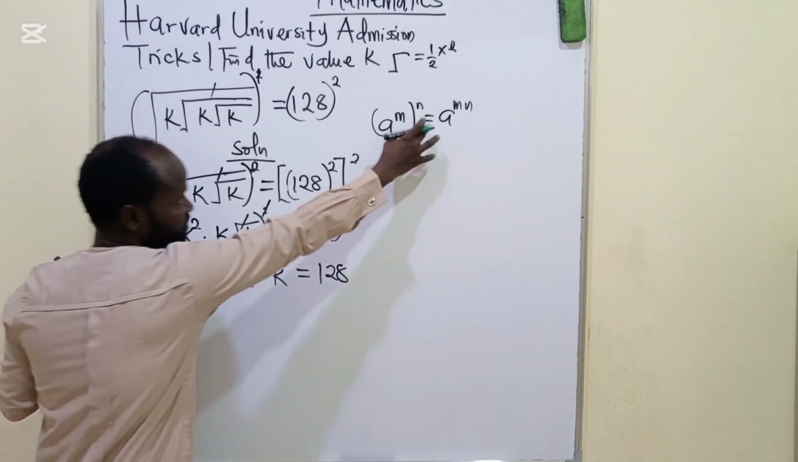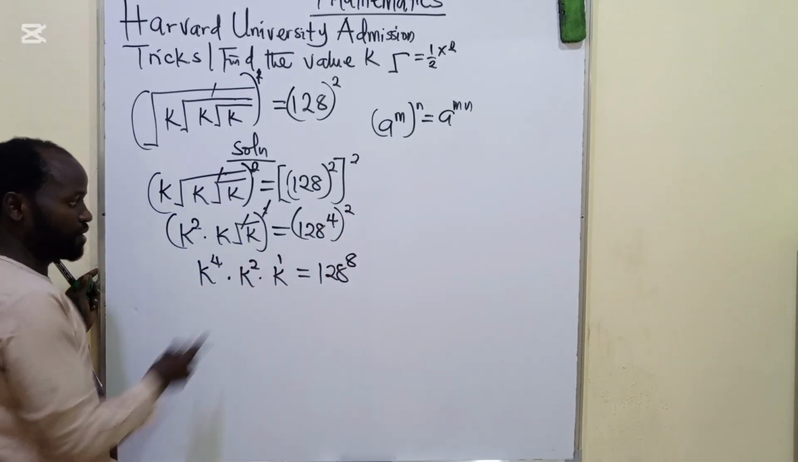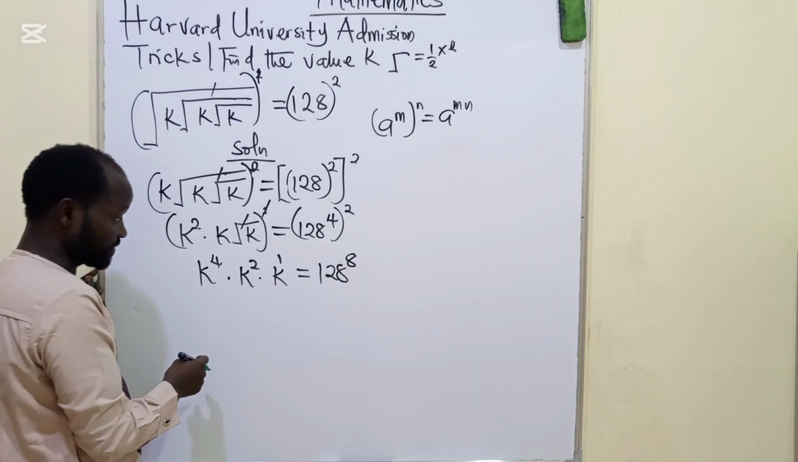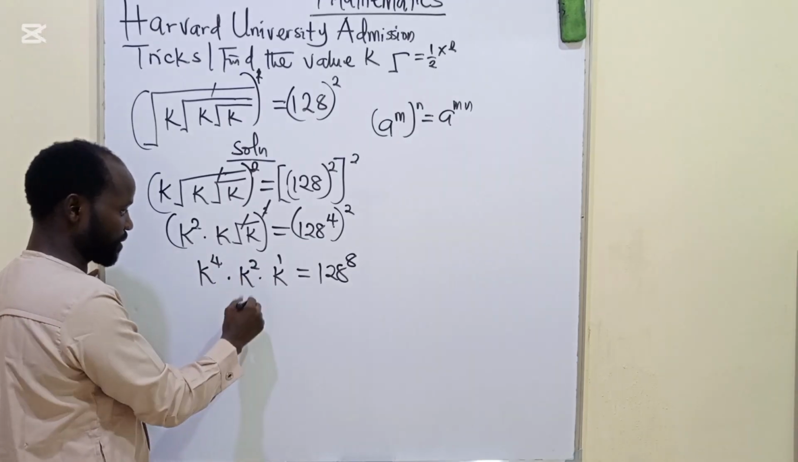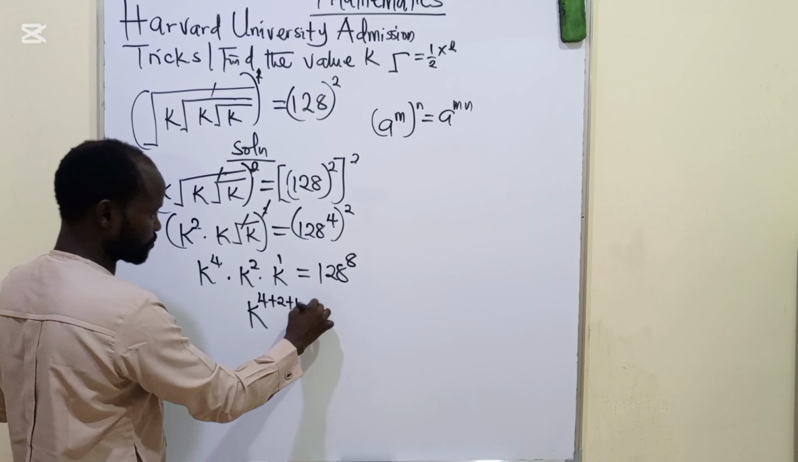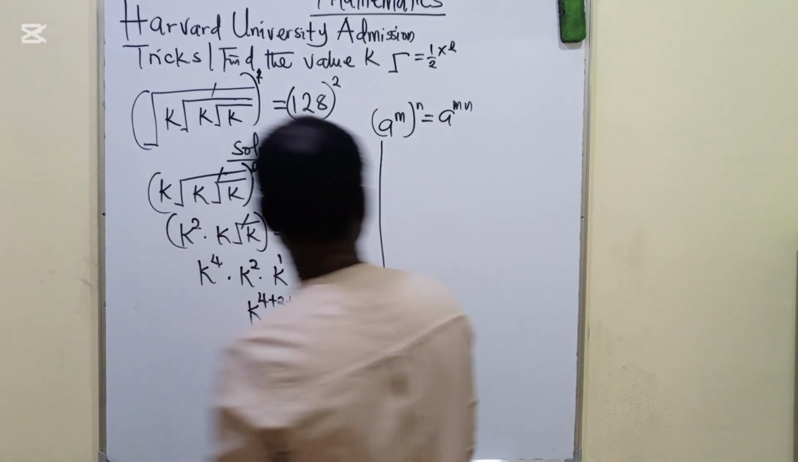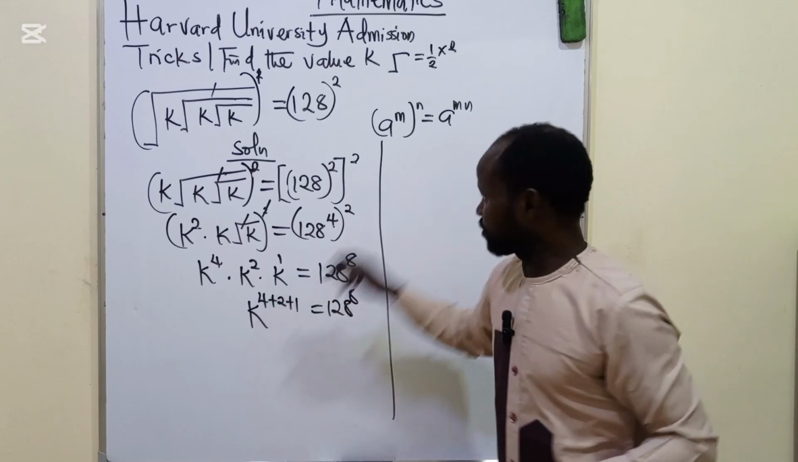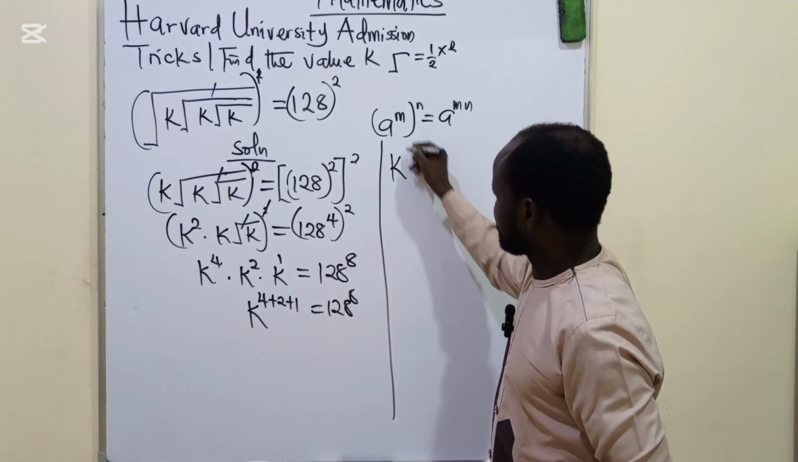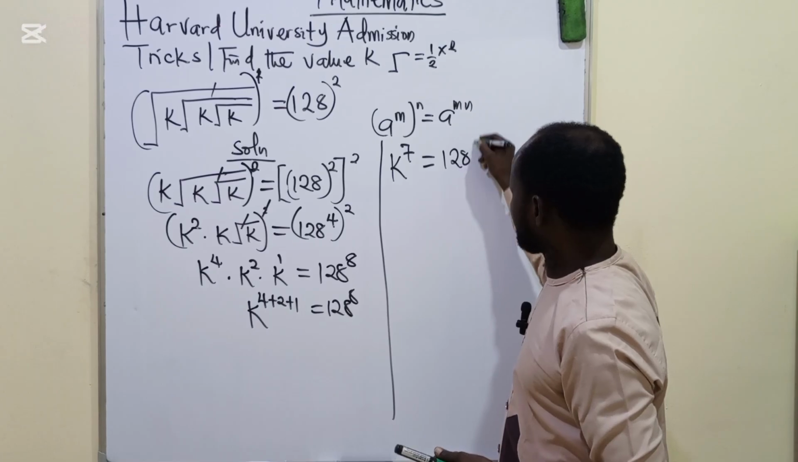4 times 2 using this power law now will be 8. This is power 1. We can apply the multiplication law of indices. The bases are the same, we add the powers. This will be k power 4 plus 2 plus 1 equals 128 power 8. Very important. Next now, we can solve this. That will be k power what? Power 7 will now be equal to 128 power 8.